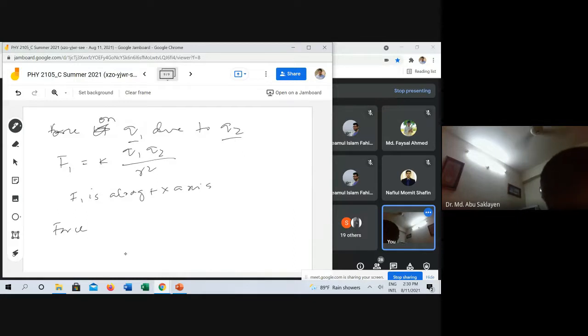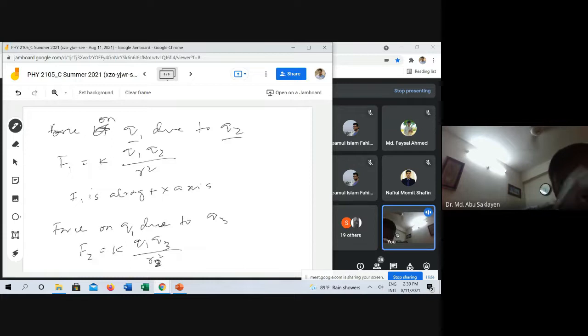Is it okay? So now the force on Q1 due to Q3. We did not consider the sign here. We consider only the magnitude. So this is F2. F2 is K, Q1, Q3, and the distance between them is R2, whole square.